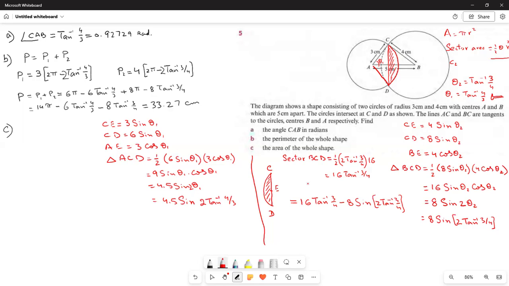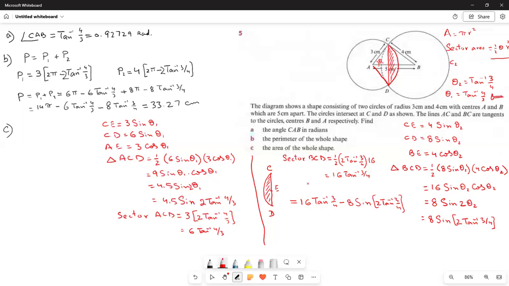Okay, now I want to calculate the sector area. Before I calculated BCD, now I'm going to calculate ACD. So this sector, again, it is half R squared theta. R is 3 and theta is 2 times tangent inverse 4 by 3. So it will become 9 times tangent inverse 4 by 3.